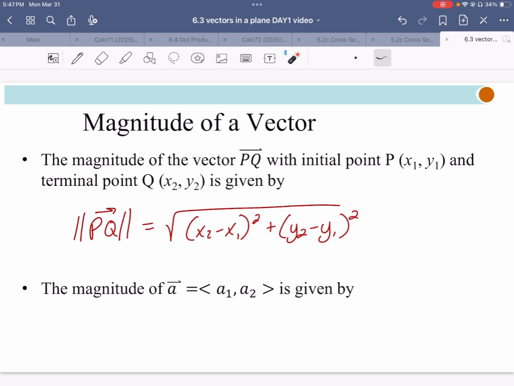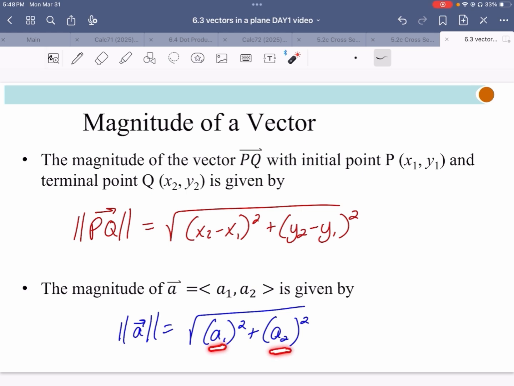Now, if you had a vector that was already in component form, notice that vector PQ is not given in component form. We just have the initial point and the terminal point. If it's already in component form, then the magnitude of vector A is simply the square root of a sub 1 squared plus a sub 2 squared.